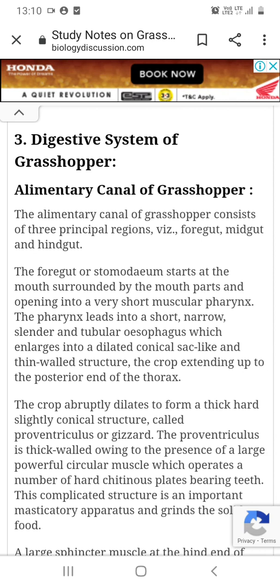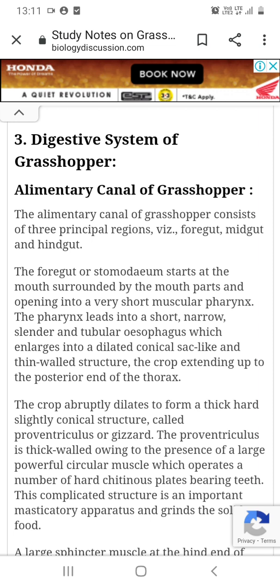The whole alimentary canal is a tubular structure and it can be divided into three distinct regions. The first region is called the foregut, the middle region is called the midgut, and the posterior region is called the hindgut. Foregut is also known as stomodaeum and starts at the mouth. The mouth is surrounded by the mouth parts and opens into a short muscular pharynx.